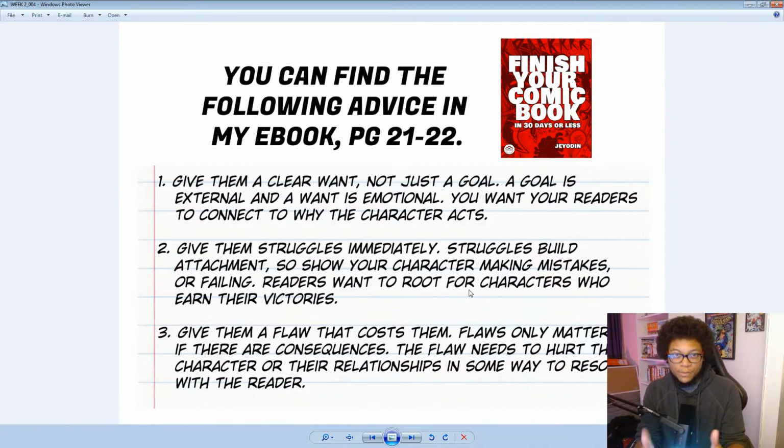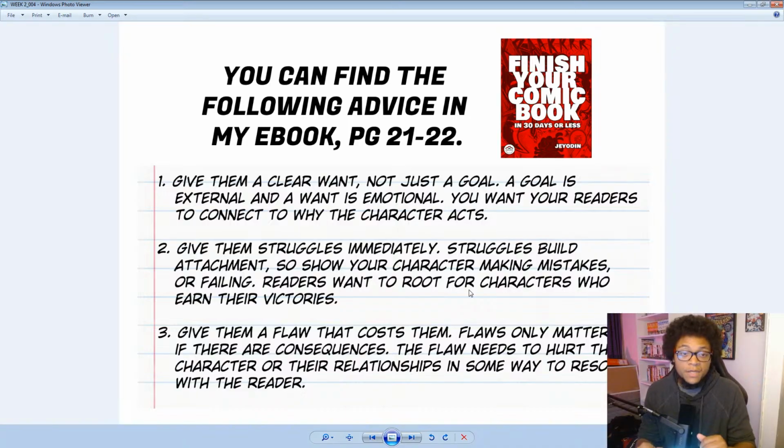That's what you need for your character, because that's what makes the reader latch onto them a little bit more, makes them feel like somebody that they can get to know. So just try to keep that in mind. Try to see if you can answer that for your character. What is their goal and what is their want? They shouldn't be the same thing.